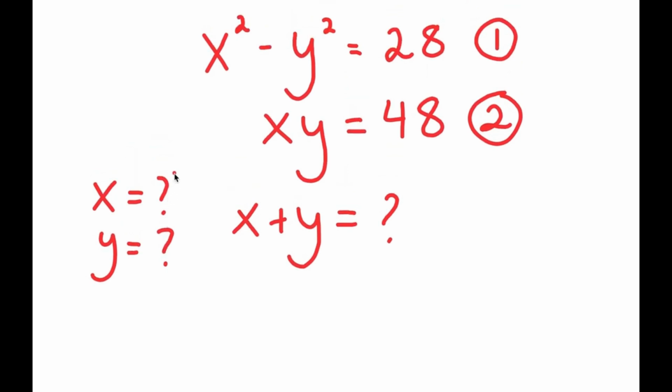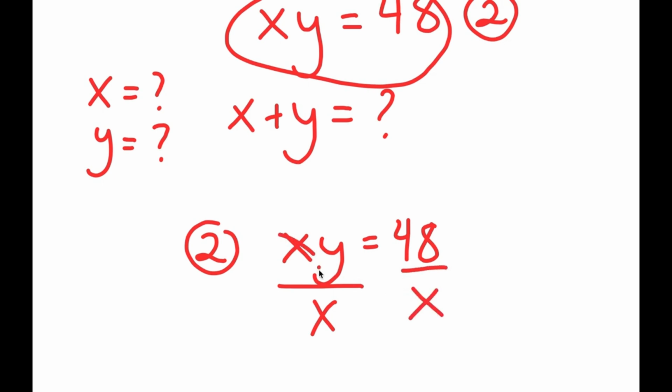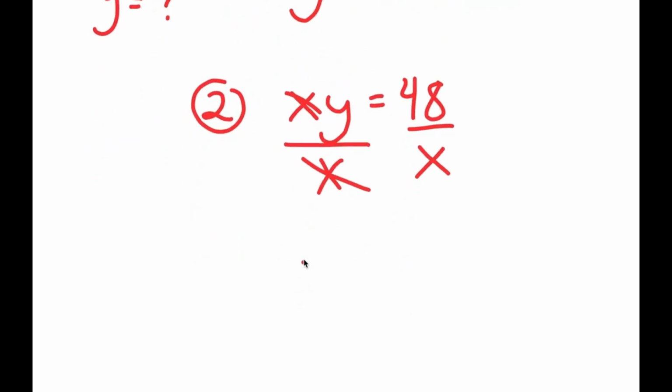So to start, I'm going to use my second equation here. Equation 2 is x times y equals 48. And what I'm going to do is solve for one variable in relation to the other. It doesn't matter which one, but in this case, I'm going to solve for y. To solve for y, I have to isolate it, meaning I have to get rid of this x by dividing both sides by x. So I get y is equal to 48 over x.